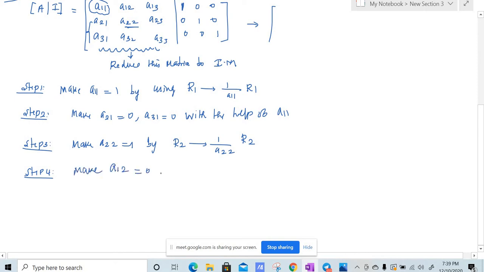a12 is equal to 0 and a32 is equal to 0 with the help of a22, right? That means first, in step 1 we made this element 0, and then we transformed these two elements to 0 with the help of a11, and in step 3 we need to make a22 is equal to 1 and then we need to make a12 is equal to 0, a32 is equal to 0 with the help of a22.